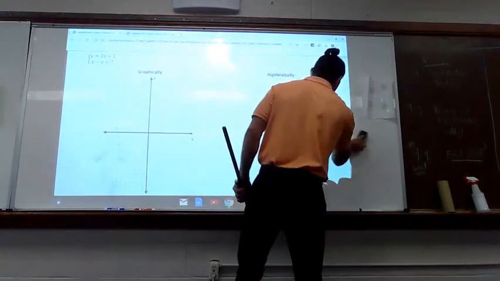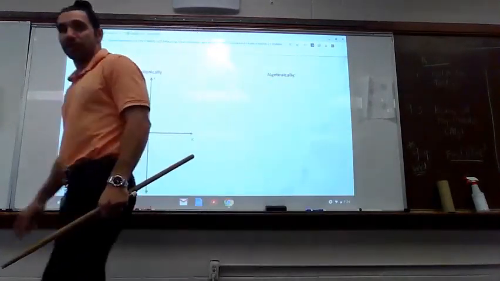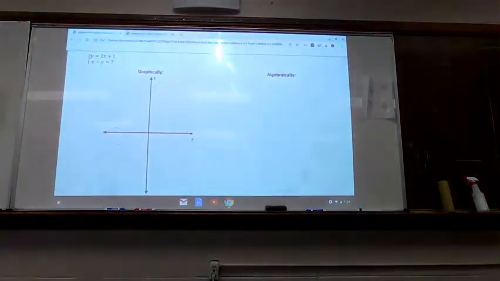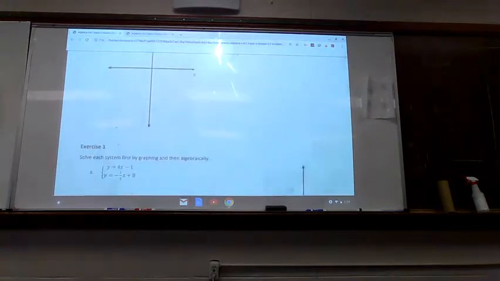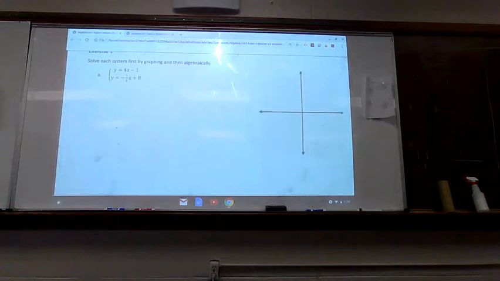And we're going to do these a bunch because solving systems of equations is tough. And you should have learned this in 8th grade, but you didn't. So that's why we're doing this now. So solve each first by graphing and then algebraically.